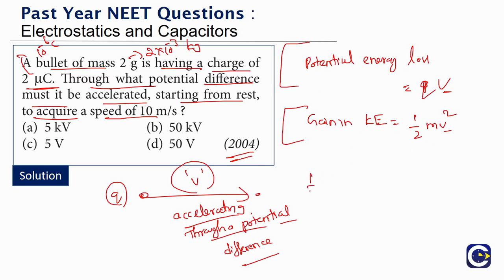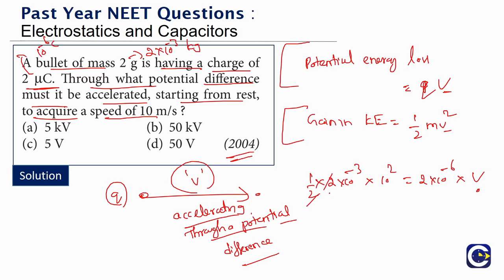Whatever is the loss in the potential energy is resulting in the gain in kinetic energy. Half into the mass of the object. What is the mass of the object? 2 into 10 power minus 3 into v square is equal to Q, the charge, which is 2 into 10 power minus 6 into capital V. This is the voltage. Everything is in the SI system, so the potential difference value V will come in volt.